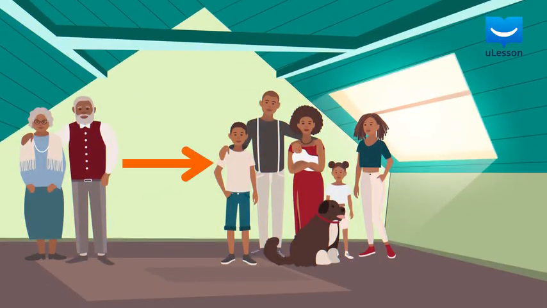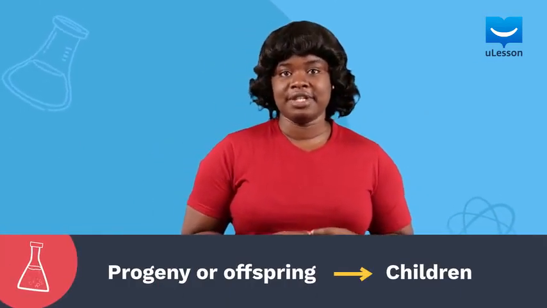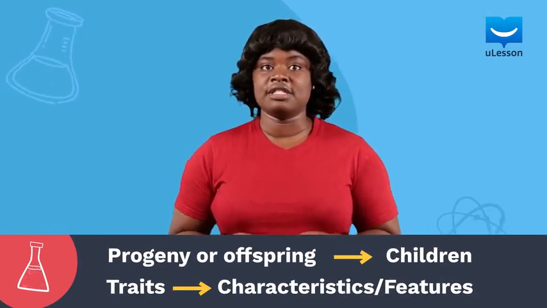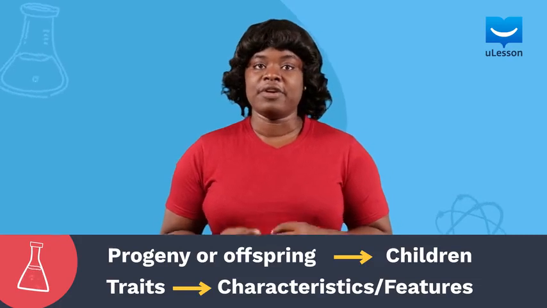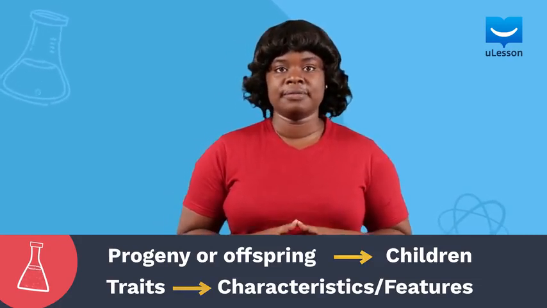Heredity is a scientific term used to describe the inheritance or transfer of certain traits from parents to their progeny or offspring. Progeny or offspring is a scientific way of saying children. While traits are the characteristics or features, like eye color, that a parent transfers to its progeny or offspring.